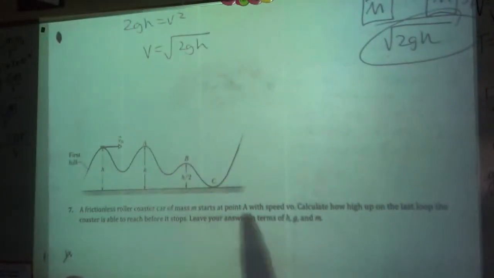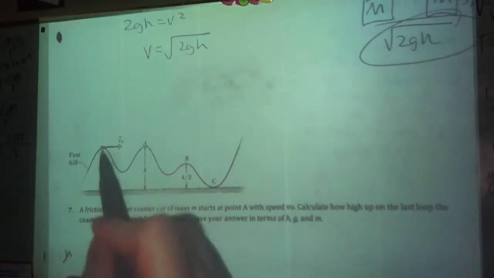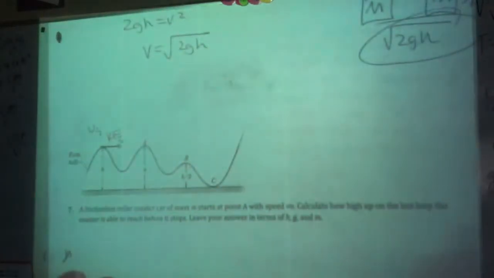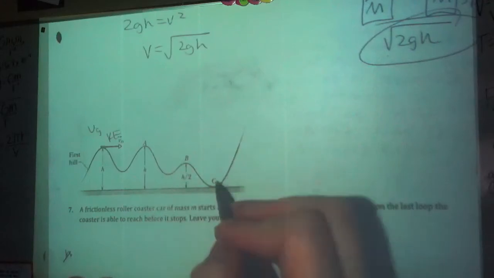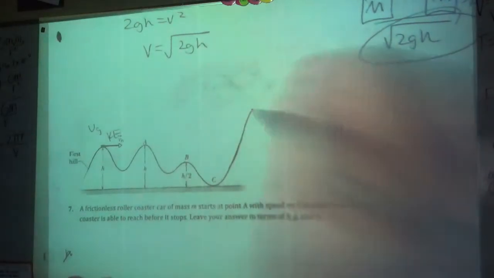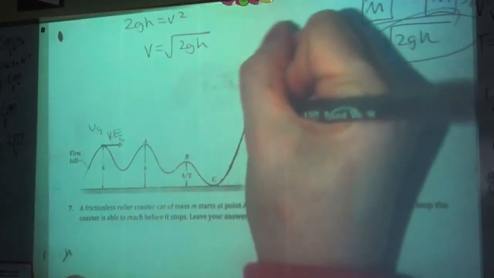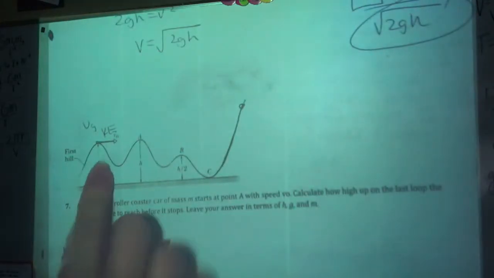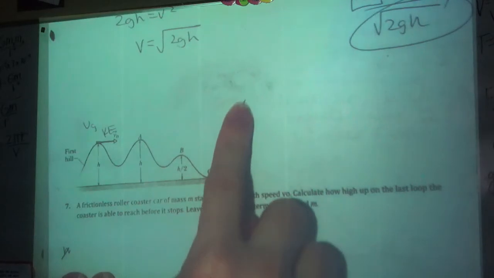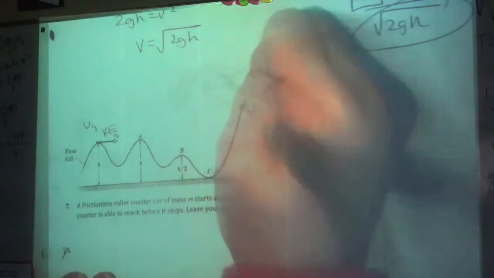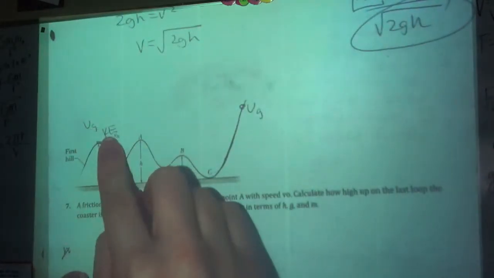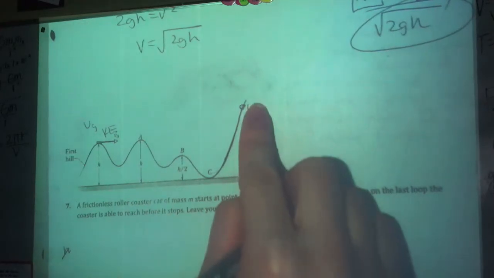And then lastly, a frictionless roller coaster of mass m starts off at point A with a speed. So here you have both potential and kinetic energy. I want to know how high up on the last hill, not a loop, you are able to reach before it stops. So I want to know how high I can get, and it's going to be greater than h, because at the very top before I stop, it's going to be all potential energy. At this point I had both potential and kinetic, so I can go even higher to where it's all potential.